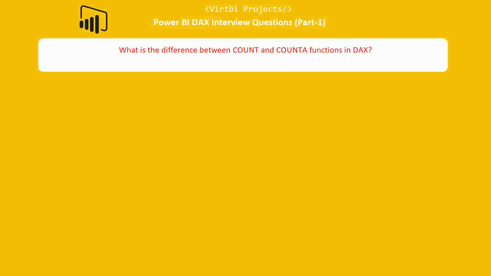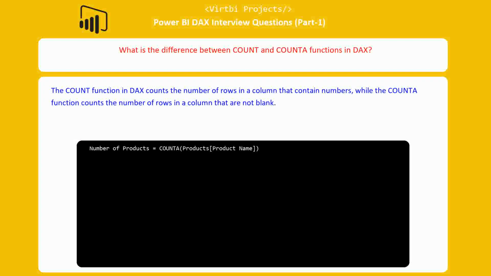What is the difference between COUNT and COUNTA functions in DAX? The COUNT function in DAX counts the number of rows in a column that contain numbers, while the COUNTA function counts the number of rows in a column that are not blank. This DAX formula calculates the number of products by counting the number of non-blank rows in the product name column of the products table.